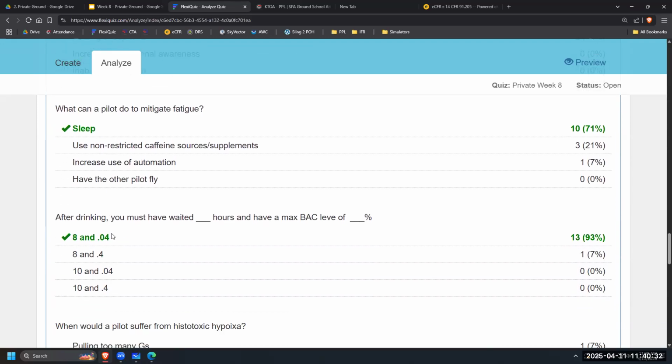After drinking, you must have waited 8 hours and have a max blood alcohol concentration level of 0.04. Anything above that, you are not allowed. What are the other three? Well, okay, what's the total three scenarios? So we have 8 hours, 0.04. What's the third one? In regards to the FAR regulation.